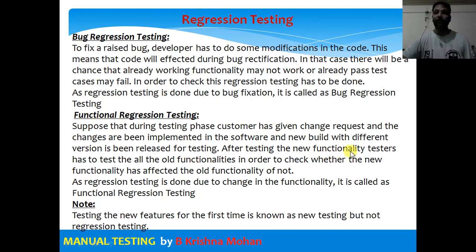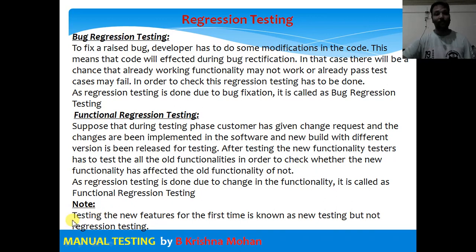After testing the new functionality, testers have to test all the old functionality in order to check whether the new functionality has affected the old functionality or not, because they have made changes in the code. As regression testing is done due to the change in the functionality, it is called functional regression testing.